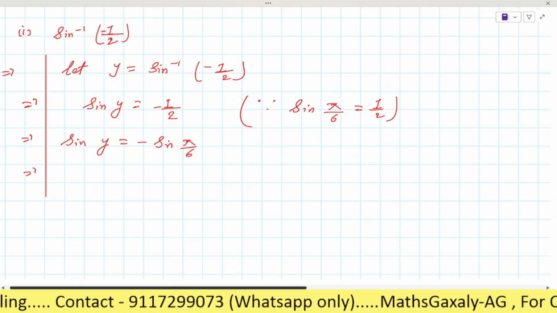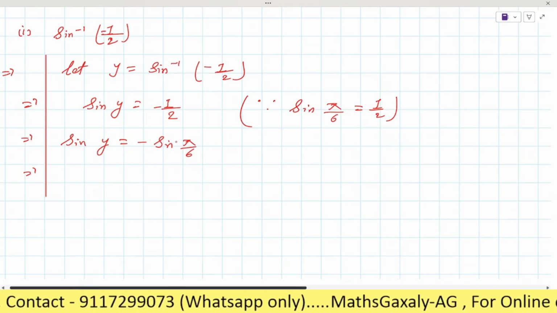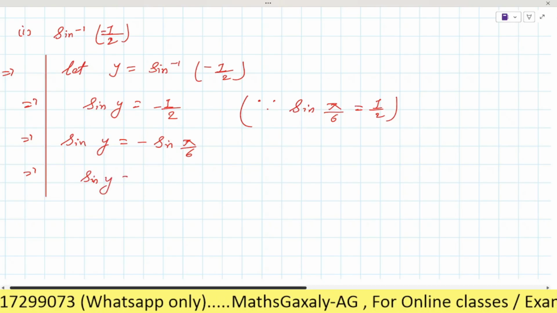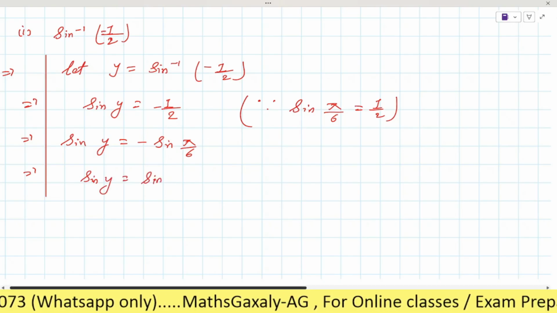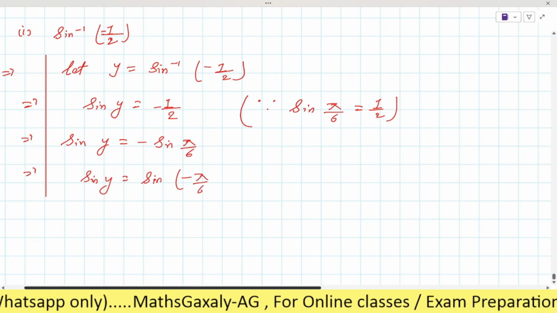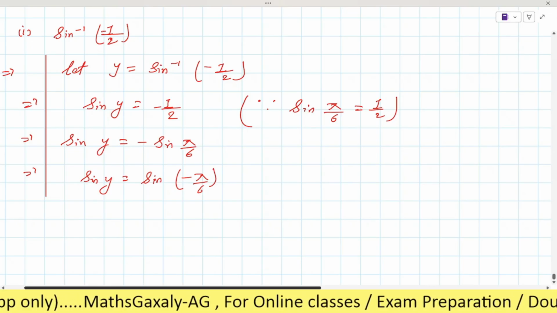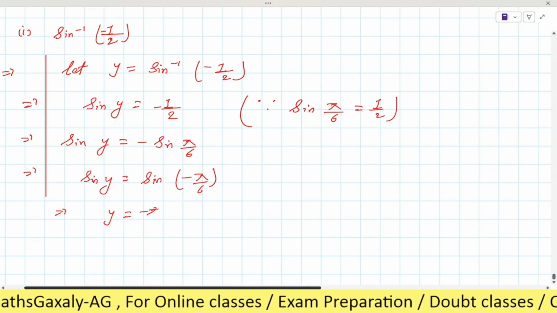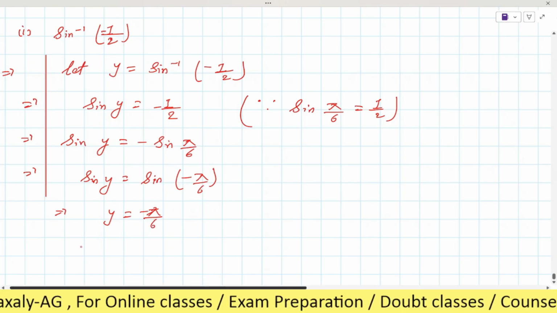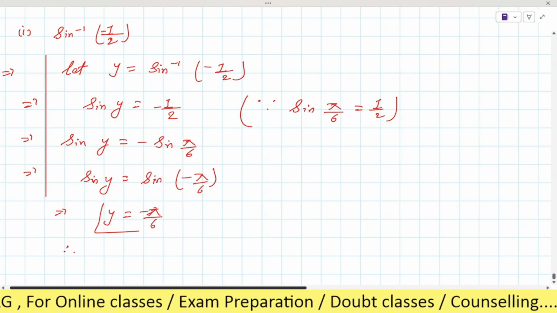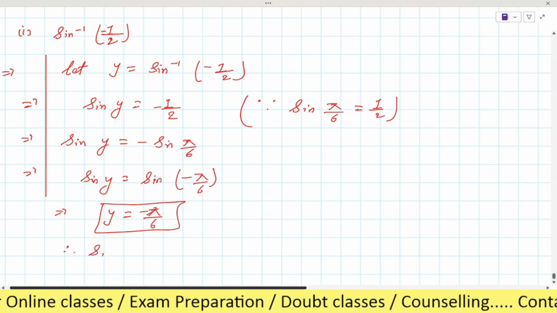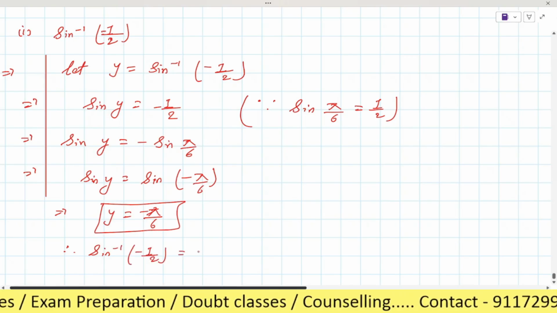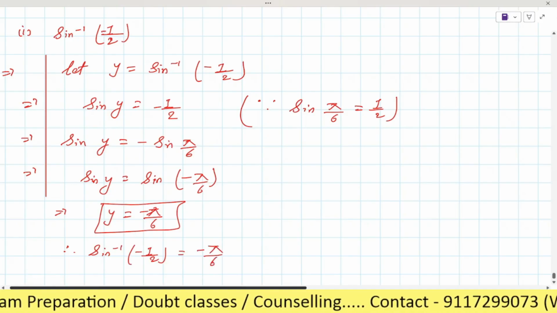Very good, but we have to show it, right? So what we can write is sine y is equal to sine of minus pi by 6. Okay, like this. So here we will write y is equal to minus pi by 6. Therefore we can say that sine inverse minus 1 by 2 is equal to minus pi by 6.